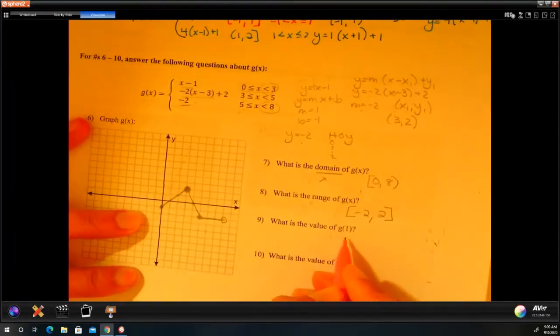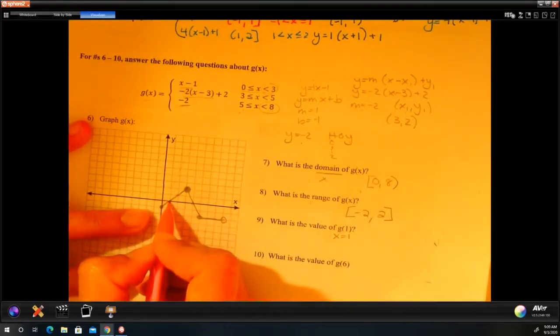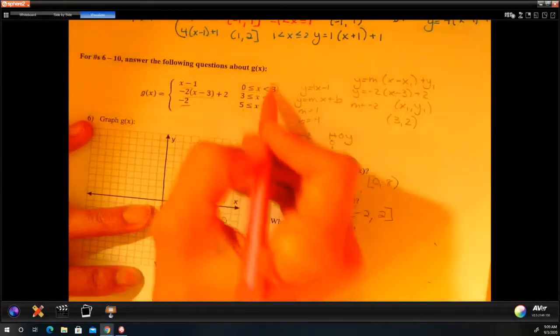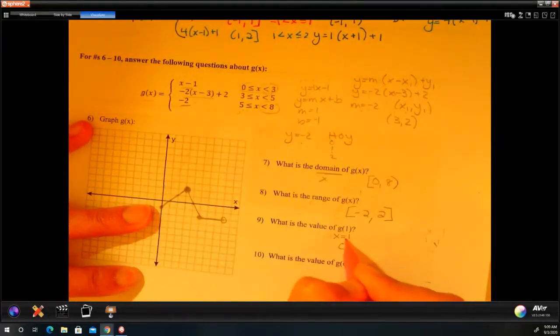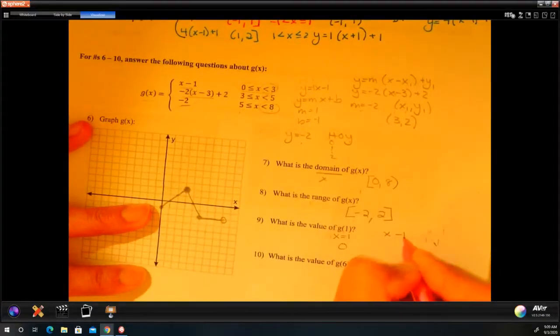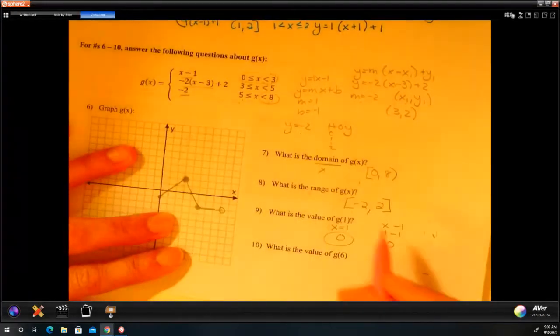What's the value of g of 1? So x equals 1. I can look at my graph, would be 0. And a great way to check my graph is to actually use the function too. So remember 1 is between 0 and 3. So I could plug it in here. 1 minus 1 is 0. So my graph looks right, at least at that point, and the answer is 0.